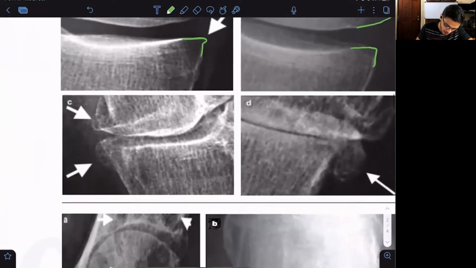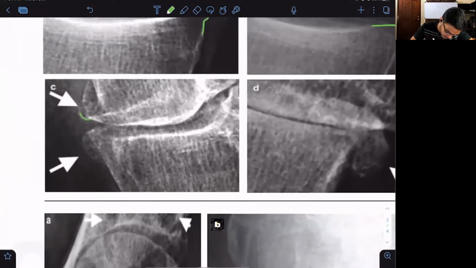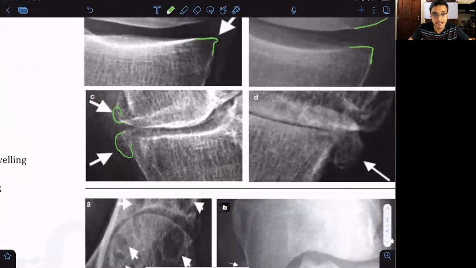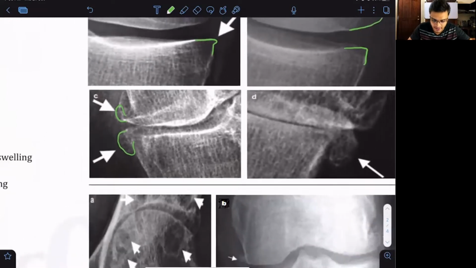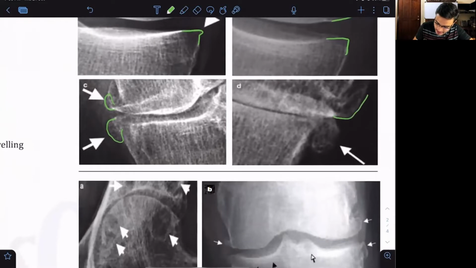As opposed to that, look at this C diagram, right? There is one there. Somewhere here, there is another one. These are a little bit larger osteophytes. Look at the D1, right? Very large osteophyte formations, right?